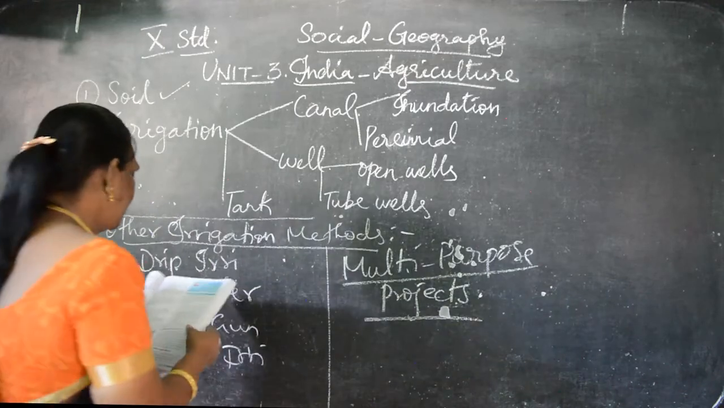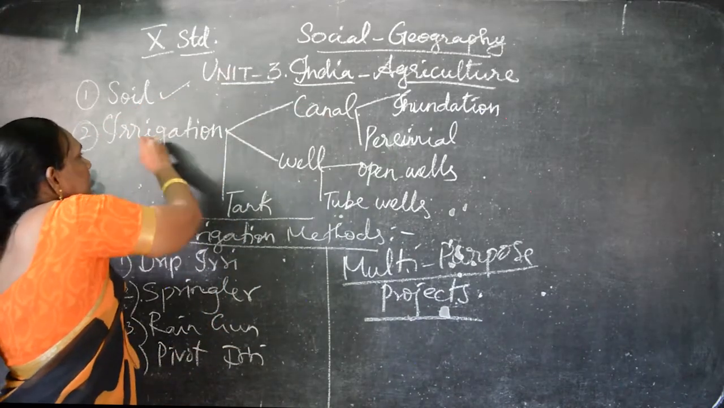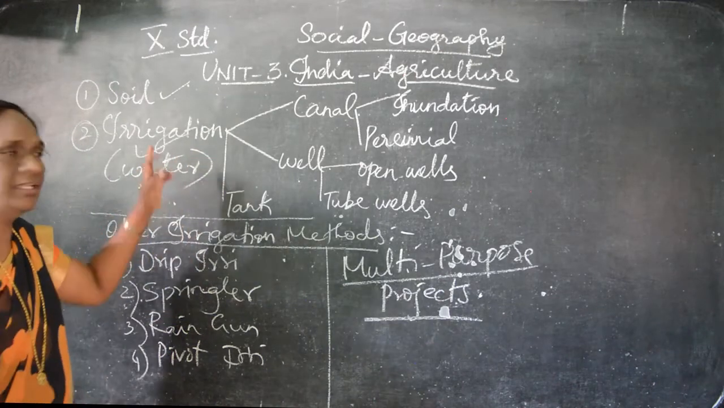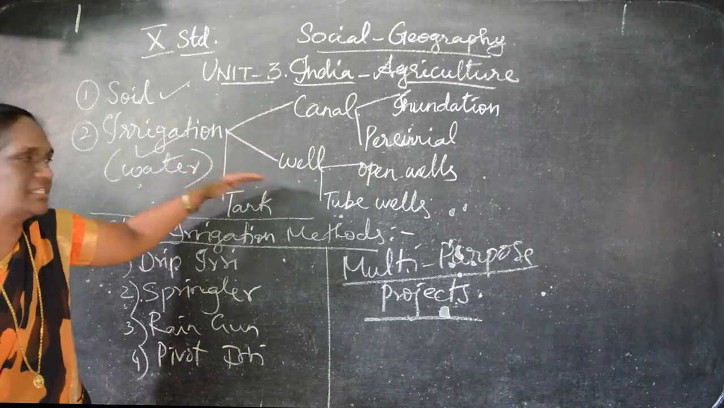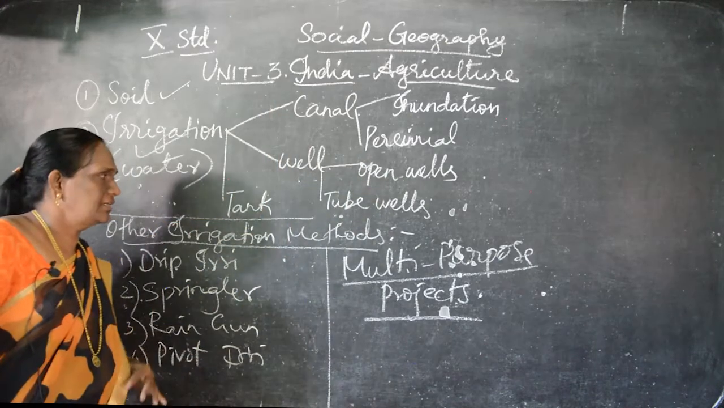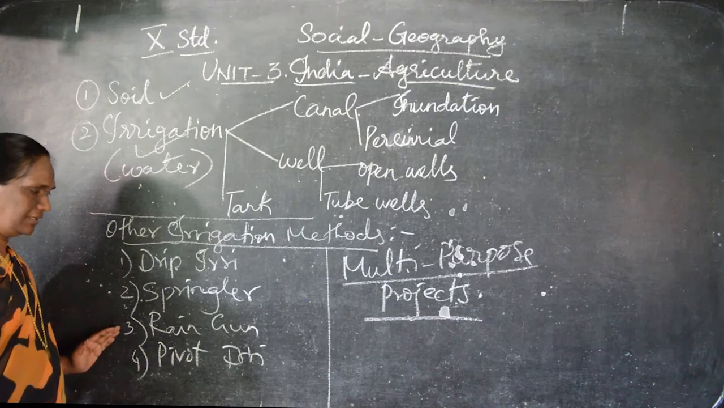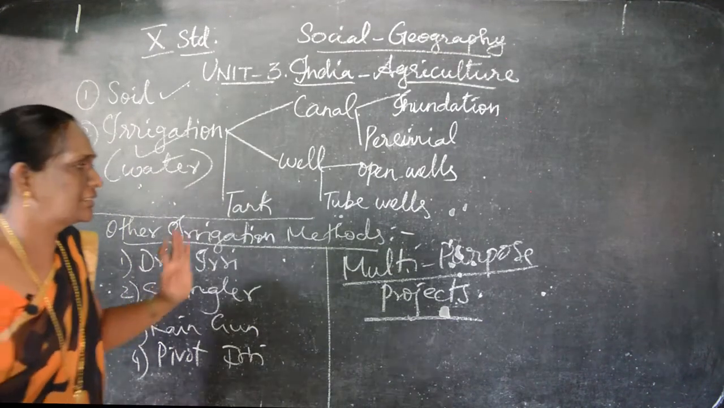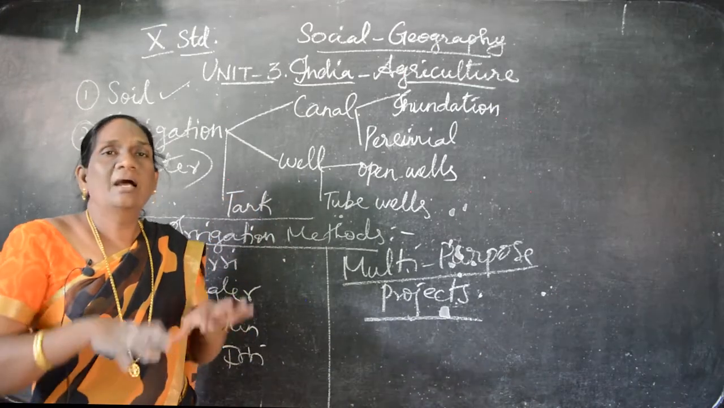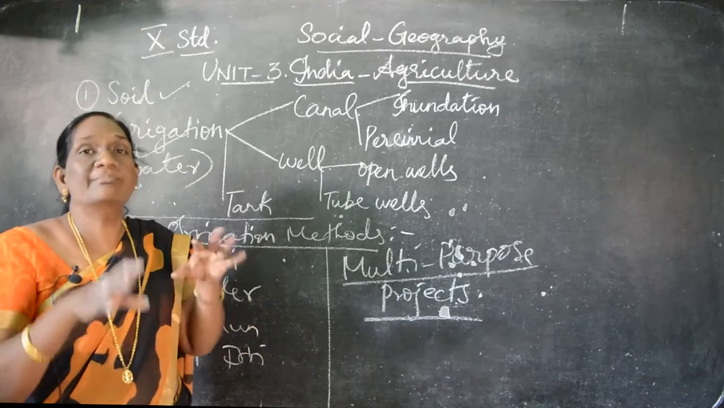So these are all about the irrigation methods. Understand? In India we need agricultural soil first, and next irrigation, which is water. India is a monsoon country, so we need water. Irrigation is divided into 3 types: canal irrigation, well irrigation and tank irrigation. Canal irrigation has 2 types, inundation and perennial, and well irrigation has 2 types, open wells and tube wells. And tank irrigation we already saw. The other types of irrigation are drip irrigation, sprinkler, rain gun irrigation and pivot irrigation. And the last one is the multi-purpose project. We can construct dams on rivers, and it solves many purposes, which is why we call it a multi-purpose project.